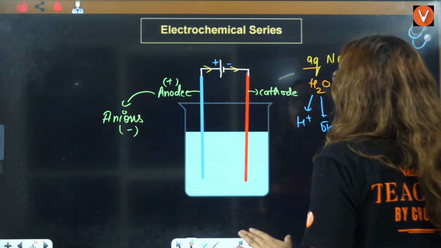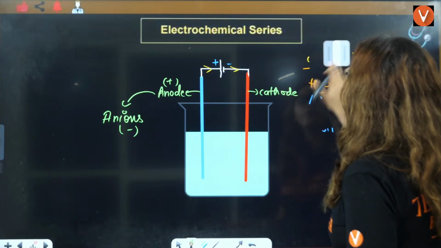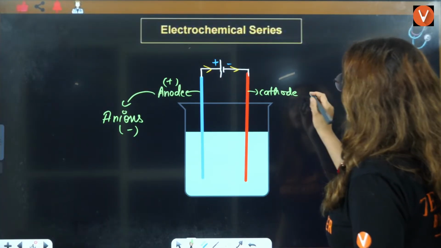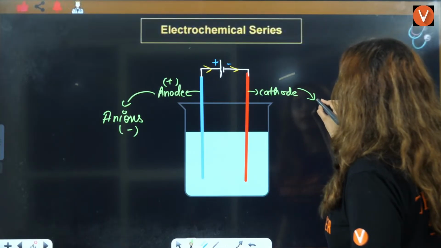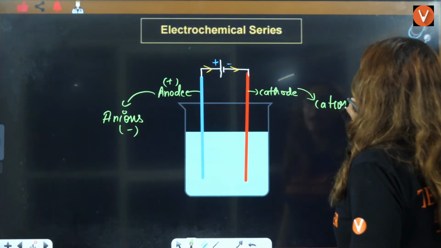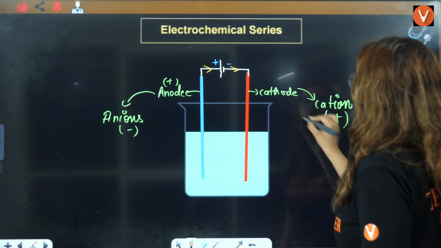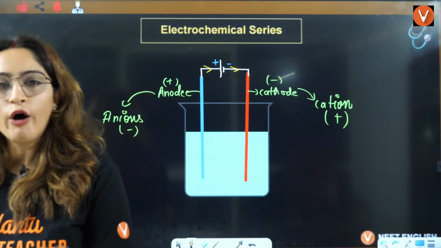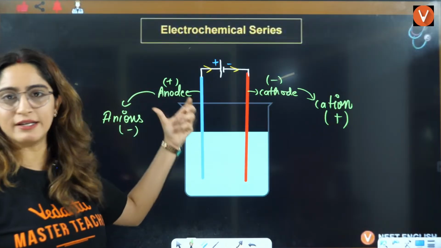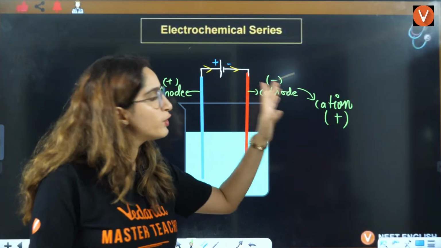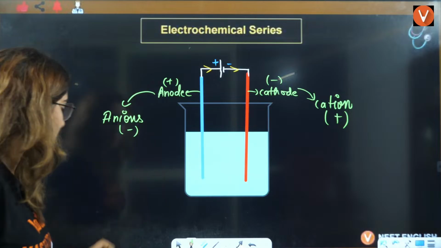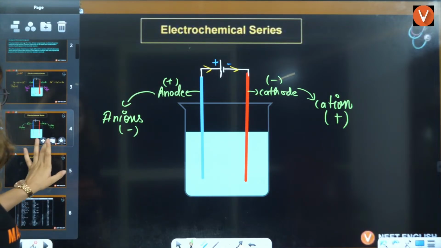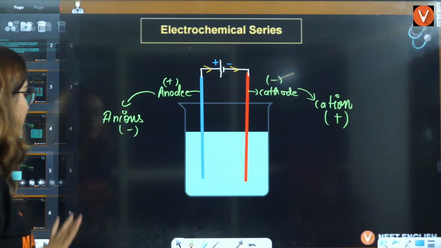And if you talk about the cathode side, what will you have? At the cathode side, you will have cations, because these are positive and the cathode is negative. Understood? On the anode side, you will have anions. On the cathode side, you will have cations. That is the first thing. Now, let me see a similar situation here.